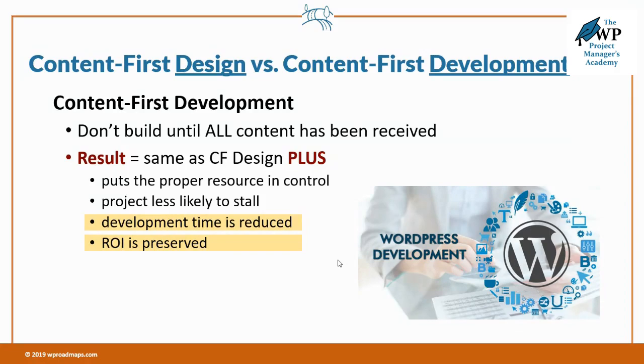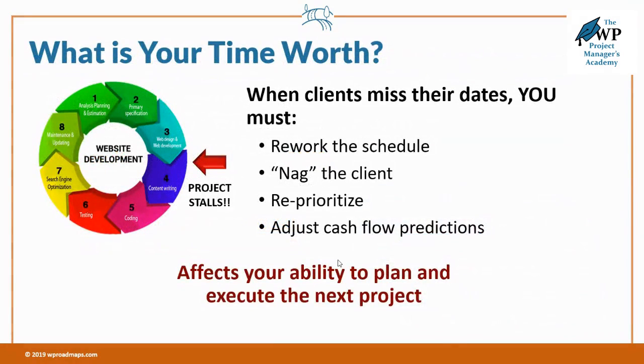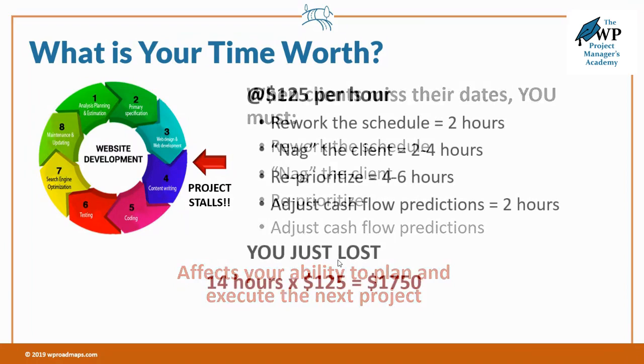But the question to ask yourself is, how much money are you losing to content-related delays? Let's look at a possible scenario. When clients miss their dates, here's what you have to do. You have to rework the schedule. You have to nag the client. You have to reprioritize your other commitments, and you have to adjust your cash flow predictions. That's just a smidgen of what you have to go through when the client causes a delay. Anytime they cause a delay, this is what it costs you. This affects your ability to plan and execute the next project, which is huge in terms of the impact it has to your business. So what is your time worth?